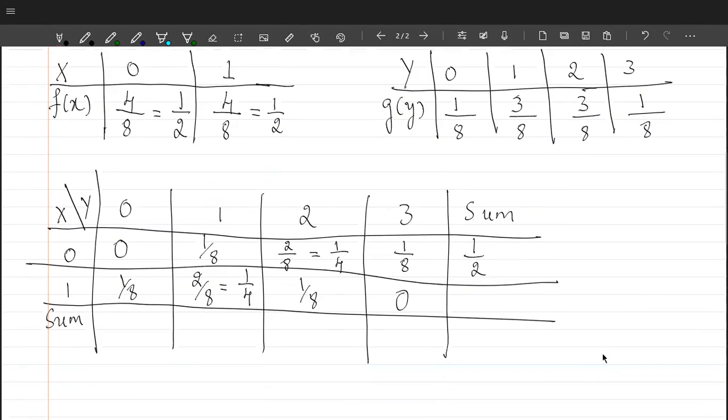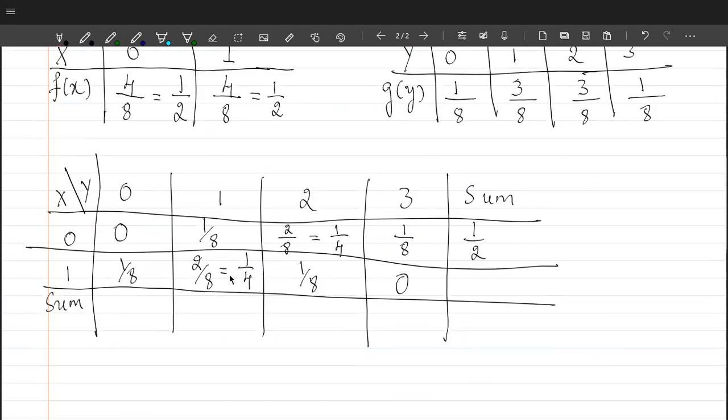So now let's calculate the row sum here. 1 by 8 plus 2 by 8, that is 3 by 8. 3 by 8 plus 1 by 8, 4 by 8. 4 by 8 is 1 by 2. So column sum is 1 by 2 plus 1 by 2, which is 1.